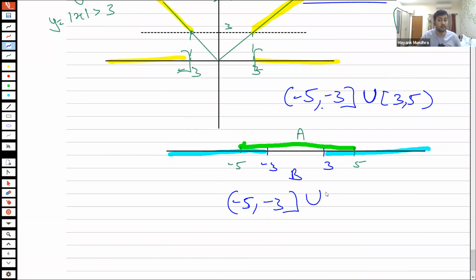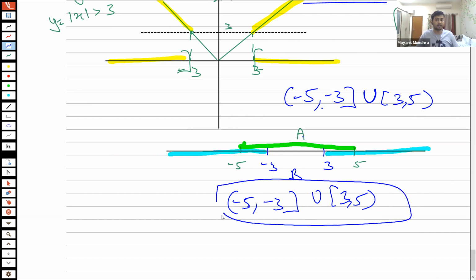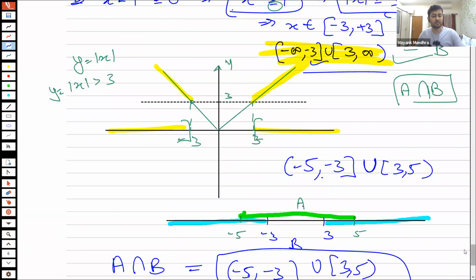Now, the union of again 3 to 5 by the same logic. The union just tells me that these points and these points. If I take an intersection here, the intersection of these two sets will be a null set. So that's why I don't take an intersection here. I take the intersection between A and B, and that intersection set is defined as this union. Okay, so this is basically A intersection B. These are some things which you need to keep in mind when you are doing these problems.